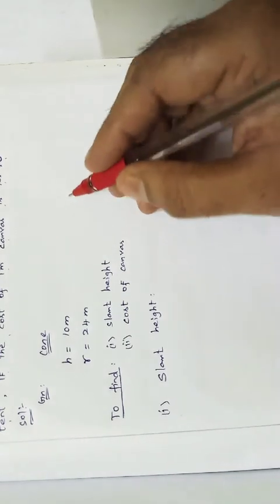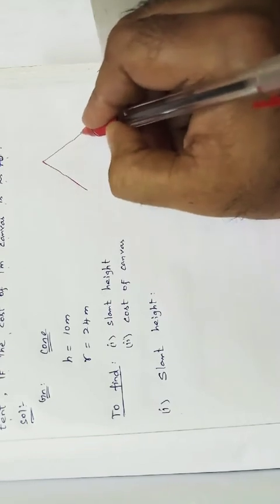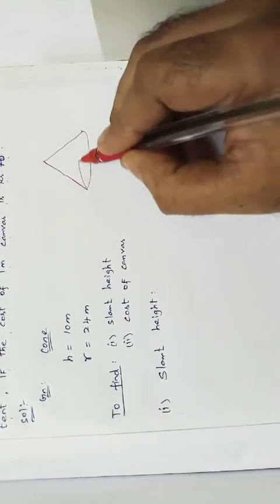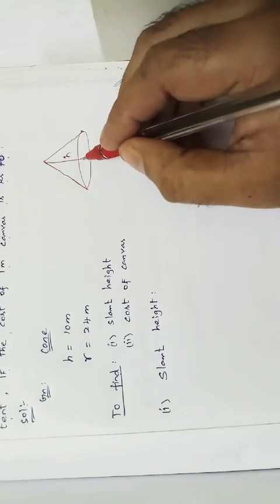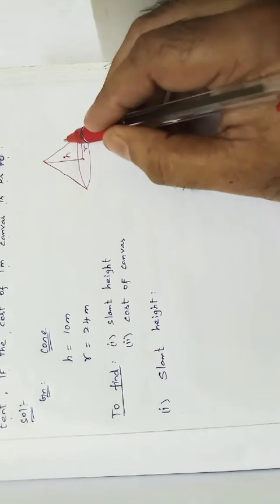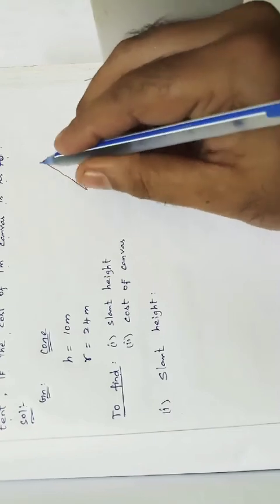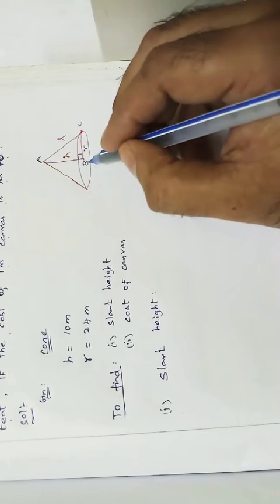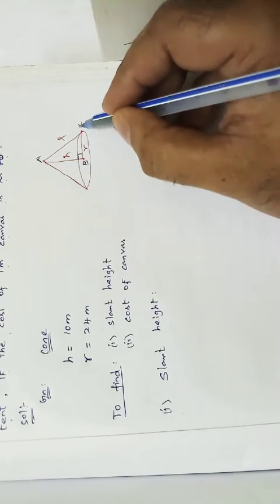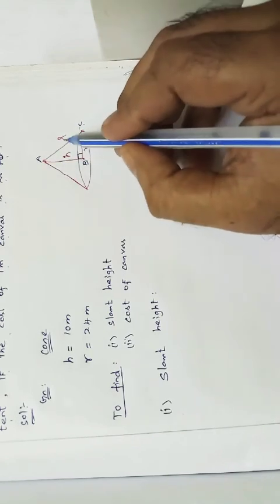Already we know the slant height, while I was teaching the derivation of the formula. That time itself we discussed in a cone: this is the shape of a cone, and this is height, this is radius, and this is slant height. Height, radius, and slant height, and this is nothing but right angle triangle ABC. AB is nothing but the height of the cone, BC is nothing but the radius of the cone, and AC is nothing but the slant height of the cone.